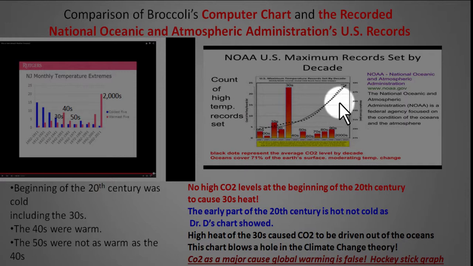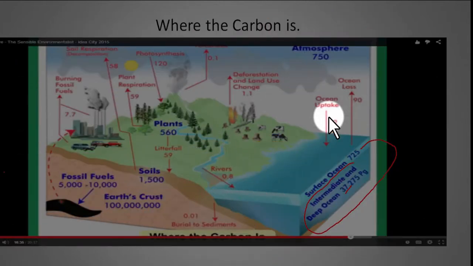71% of the Earth's surface consists of the oceans. The oceans are a vast reservoir of carbon dioxide. This carbon dioxide forms when the animal and plant life in the oceans die and decay at the bottom of the oceans. You can see the deep ocean is a vast reservoir of carbon dioxide. When this cold water was heated by the tremendous heat in the 30s, it penetrated through, and carbon dioxide was released back into the atmosphere.